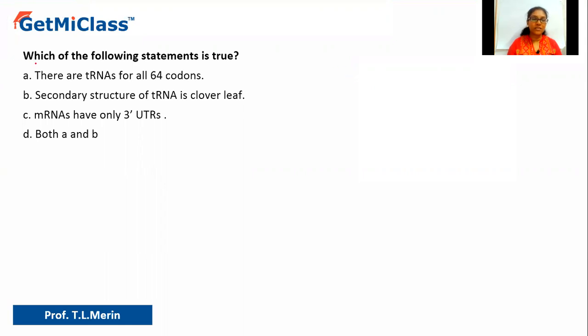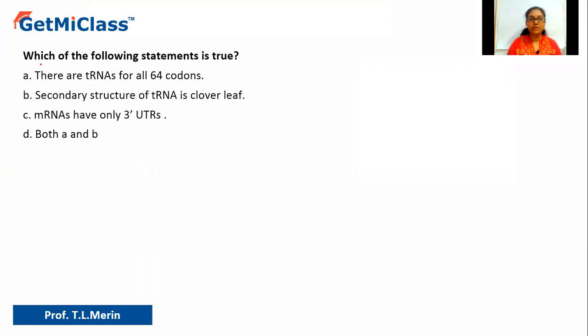So let's solve this question here. It says, which of the following statements is true? Option A, there are tRNAs for all 64 codons. Option B, the secondary structure of tRNA is clover-leaf model. Option C says mRNAs have only 3' UTRs. Option D says both A and B.